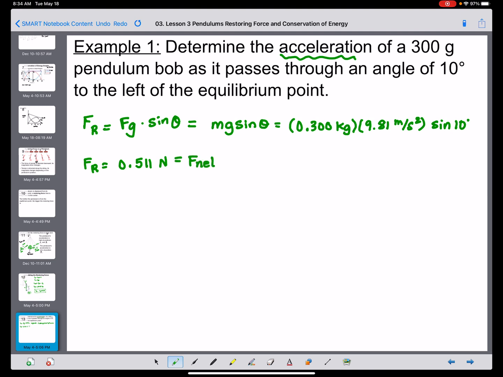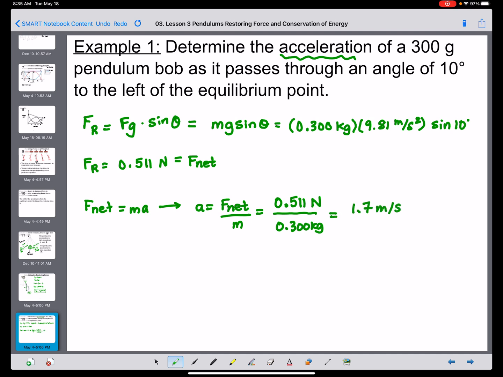We can also think of it as the net force. However, we know that net force is equal to ma. So we can rearrange for a. a is going to be Fnet over m. And this is going to be 0.511 newtons divided by 0.3 kilograms. And after rounding to 2 significant digits, we want 2 sig digs because the angle here is 2 significant digits, we're going to get 1.7 meters per second squared.